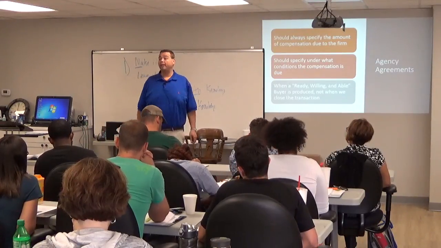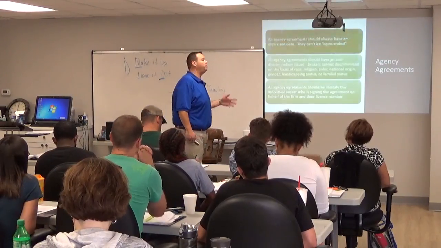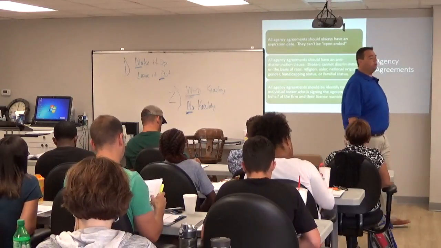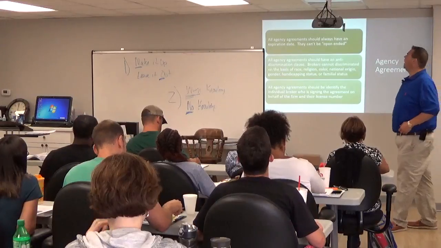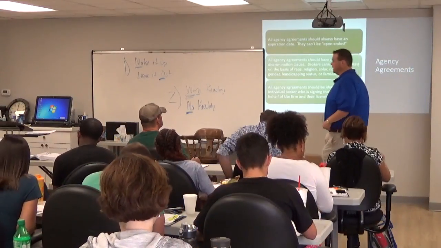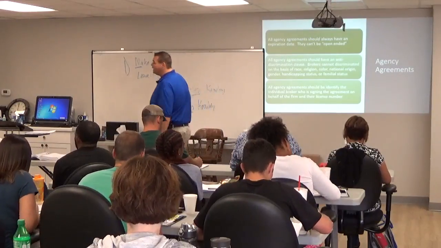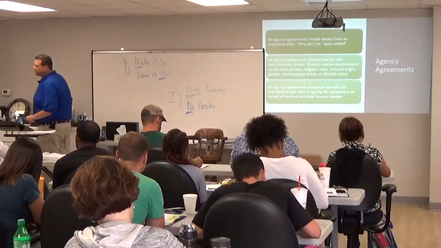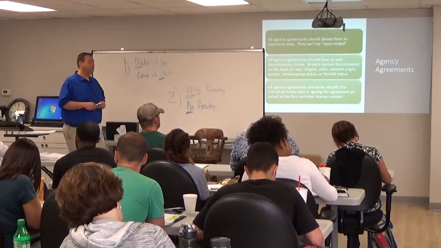Okay? Are we good on this idea of ready, willing, and able? Because it's important when we talk about entitlement to a commission, when we've earned a commission. So some things you need to know for test-taking purposes about any agency agreement. Number one, they cannot be open-ended. They always have to have an expiration date. Always. There always has to be an expiration date. They can't be open-ended at all.